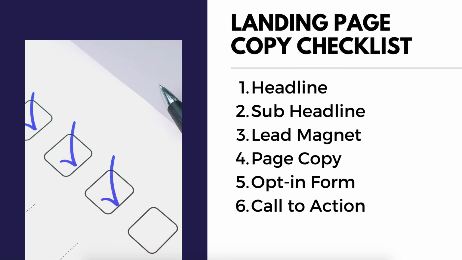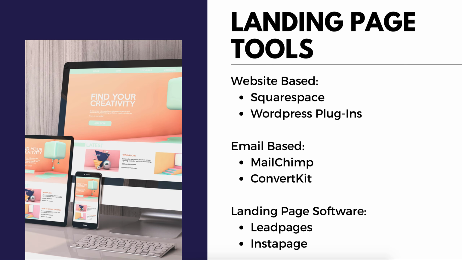Okay, so here's the checklist. We need these 6 things to build a good landing page: headline, subheadline, lead magnet, page copy, opt-in form, and call to action. That's it. Short, sweet, brief. Now, as it relates to building your landing page, I want to just go ahead and discuss tools because this often comes up like, "Hey, I hear you, but where the heck is this going to go?" So let's cover it.